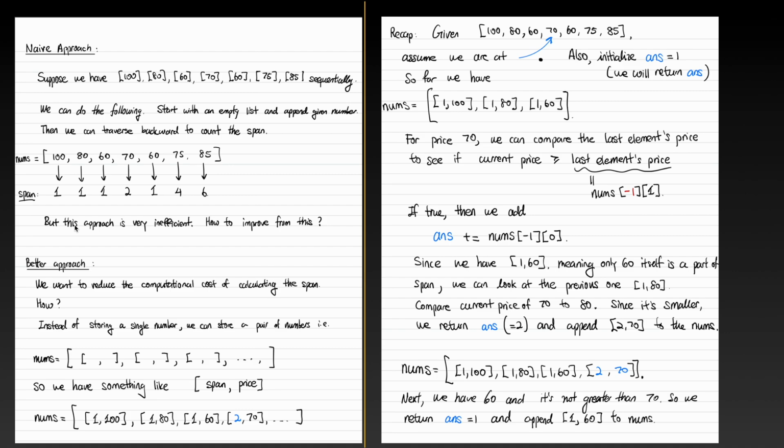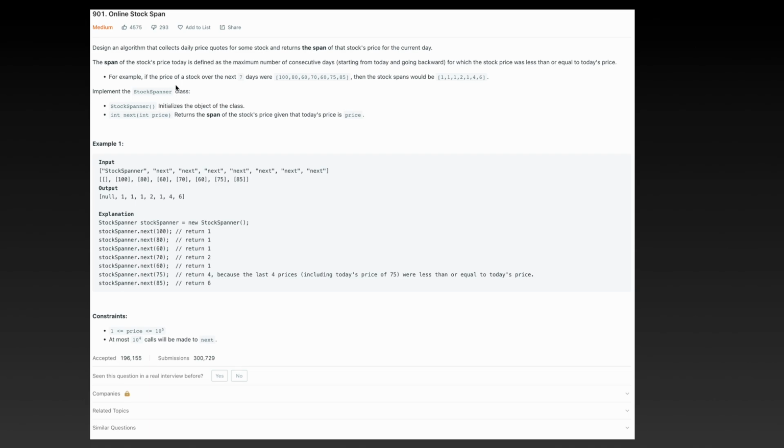So the first thing you can try is the naive approach. When we are given those numbers sequentially, like 100 and then 80 and then 60, we can create a list called nums, and whenever we are given a new number, we can traverse backward to count the span. The span is the maximum number of consecutive days for which the stock price was less than or equal to today's price.